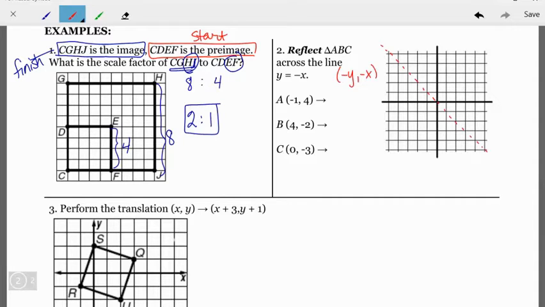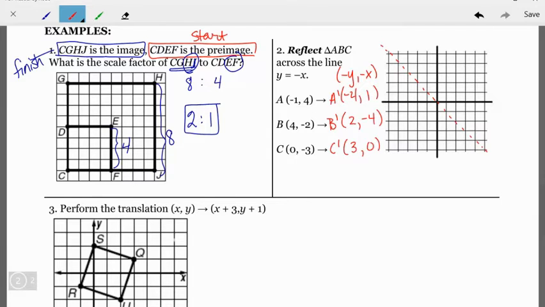Alrighty, so original A is negative 1, 4. So new A prime, flip flop, and we're going to change the sign of both of them. So 4 becomes negative, 1 becomes positive. Alrighty, point B. Again, flip flop and change your signs. So we have a positive 2 and a negative 4. New C, flip flop your numbers and flip flop your signs. So positive 3, 0 doesn't really matter on the signs. Positive or negative 0 is still just 0.